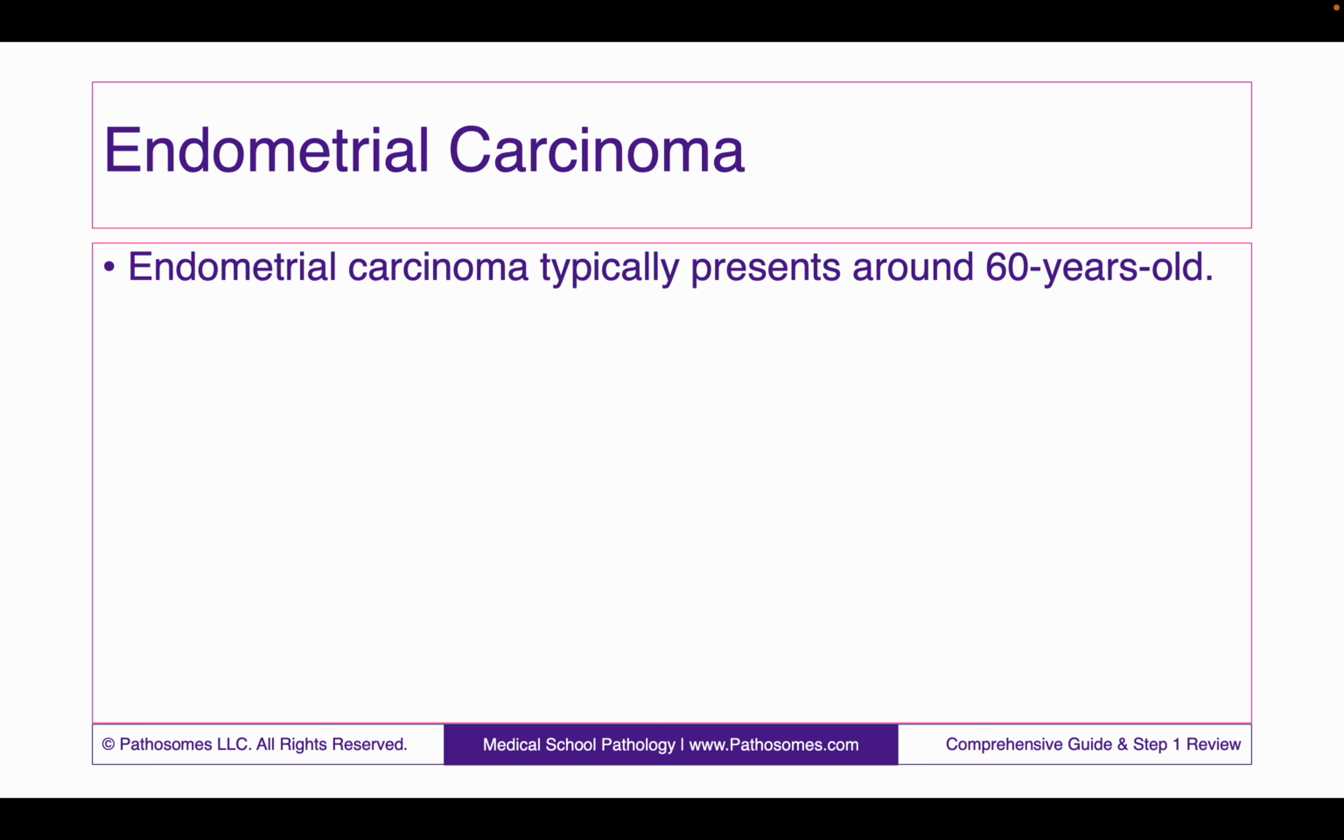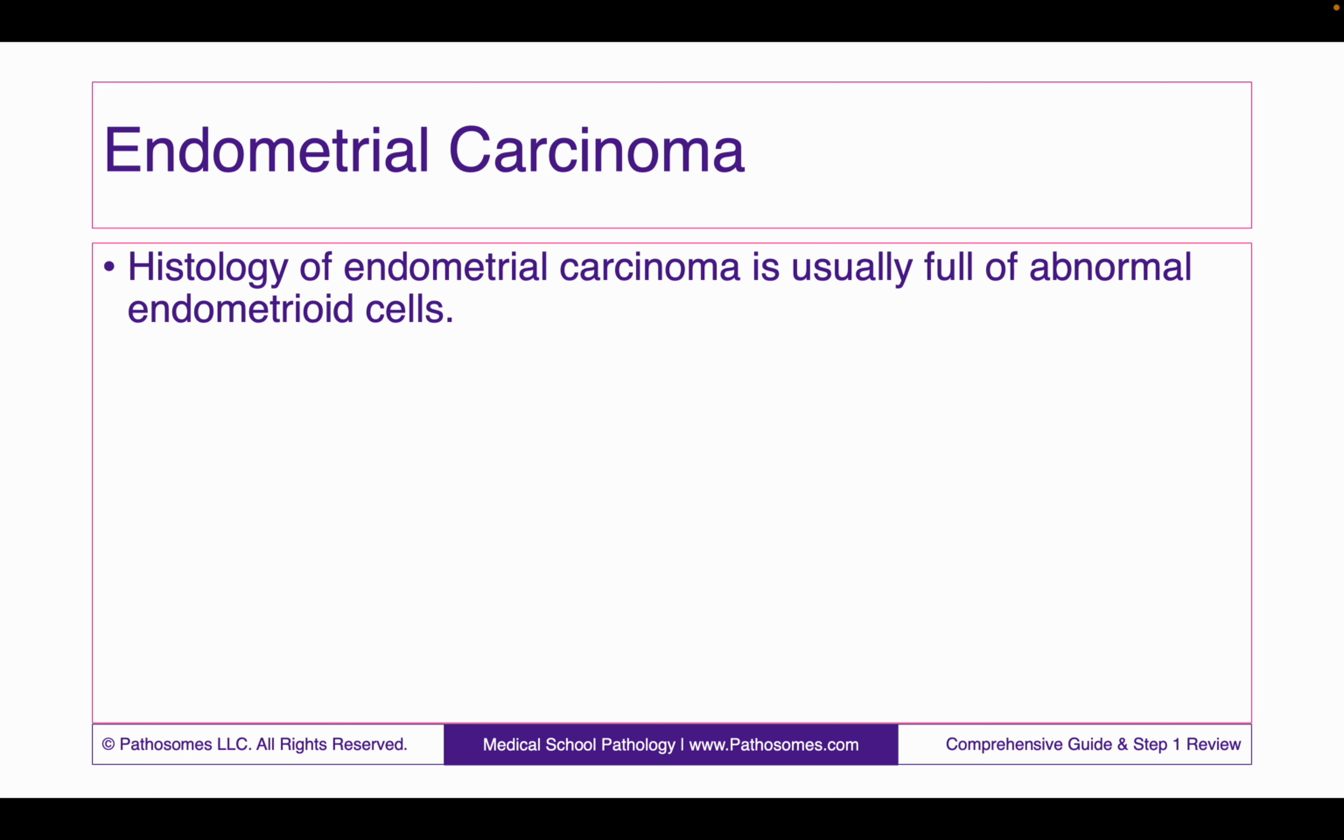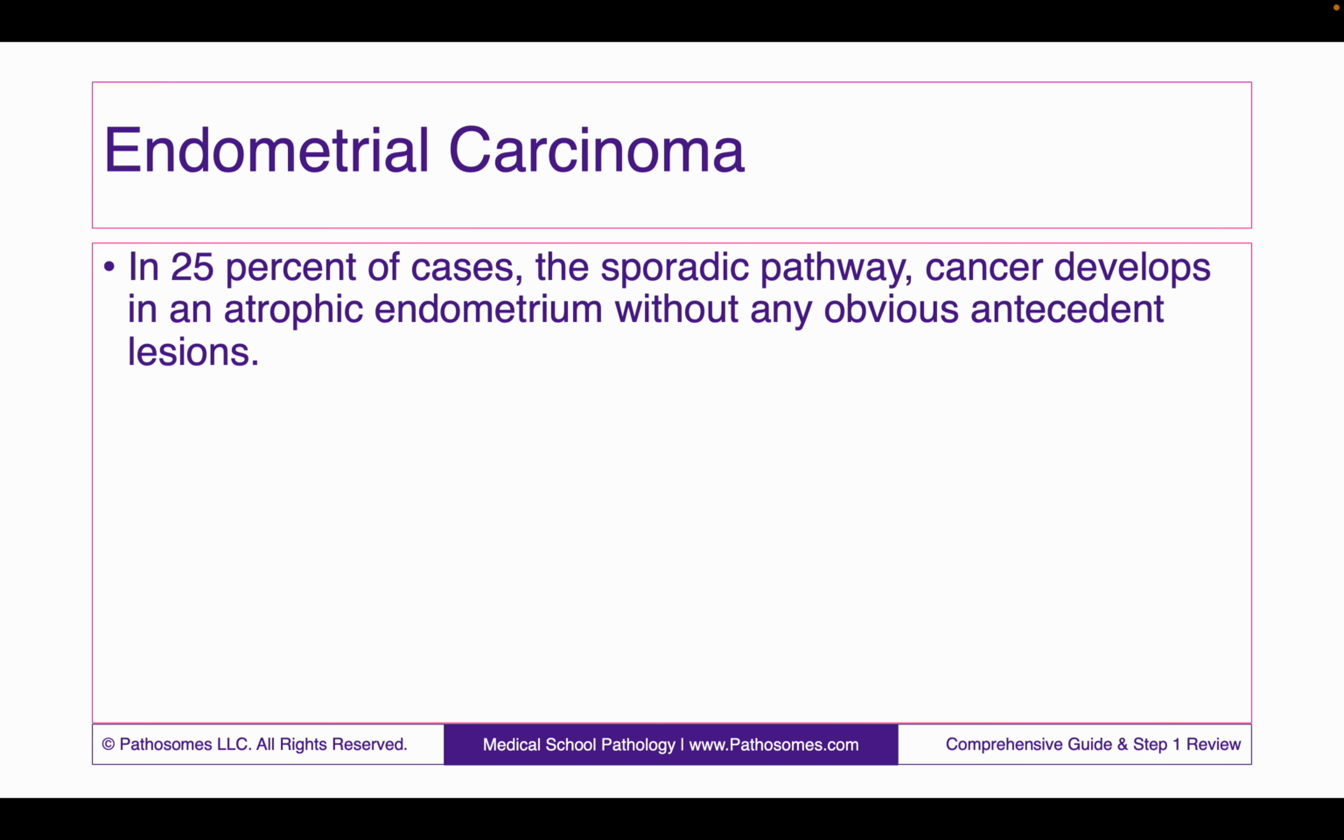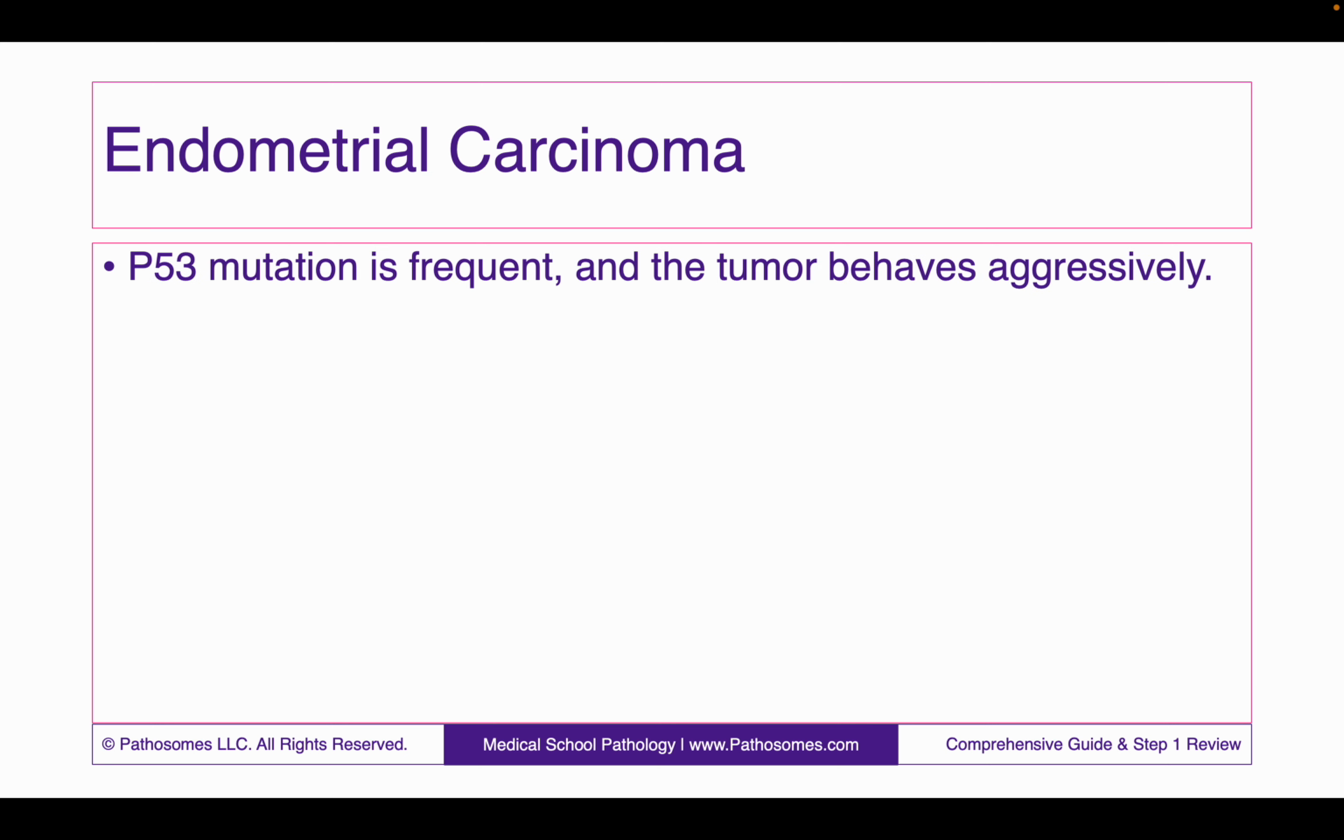Endometrial carcinoma typically presents around 60 years old. The histology of endometrial carcinoma is usually full of abnormal endometrioid cells. In 25% of cases, the sporadic pathway, right, cancer develops in an atrophic endometrium without any obvious antecedent lesions. P53 mutation is frequent and the tumor behaves aggressively.